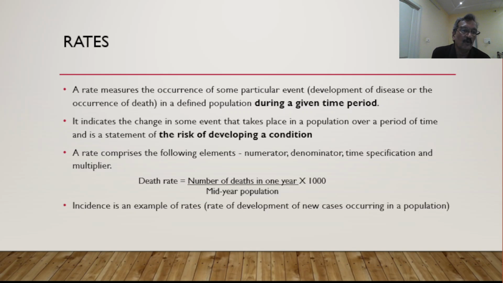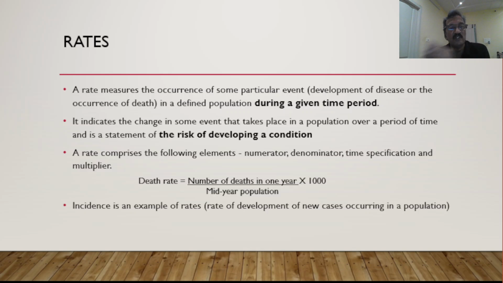Herein we are moving to the concept of rates. Rates have something which ratios don't have, and of course, proportions don't have something which ratios lack, and then rates have something additional that both ratios and proportions lack. Here, a rate actually measures the occurrence of a particular event. It's actually development. It's a dynamic thing. It's not just over a period of time or at a point of time. It's actually happening over a given time period from January to December. The disease keeps on developing anew, and the cases become reported, or deaths occur.